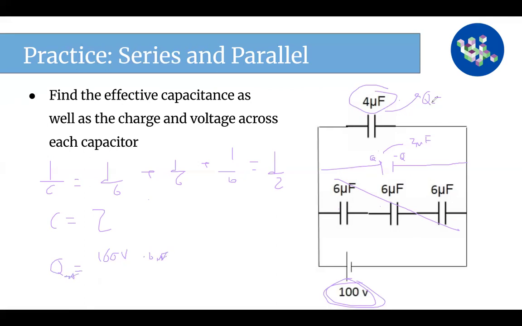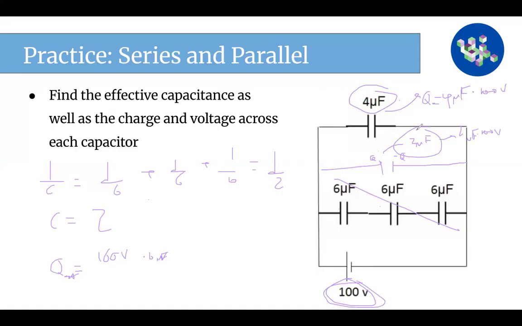Okay, so the charge on this 4 microfarad capacitor will be 4 microfarad times the 100 volts, right? And you can easily compute that. Also, I know the charge on this 2 microfarad will be 2 microfarad times 100 volts.